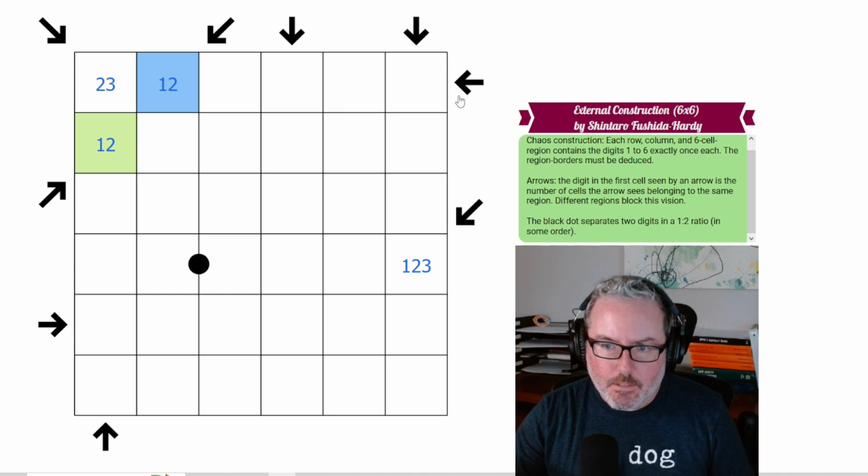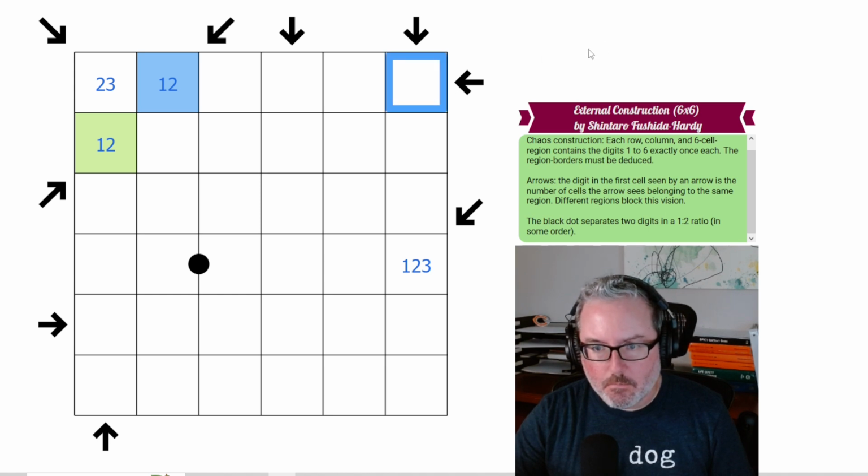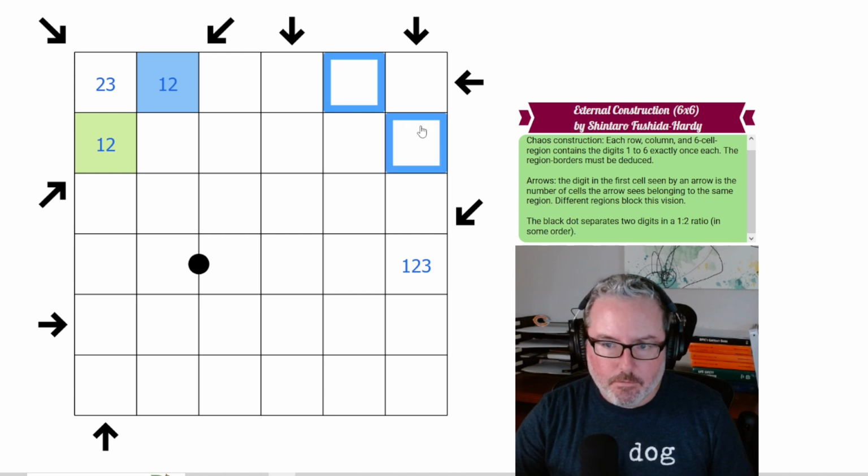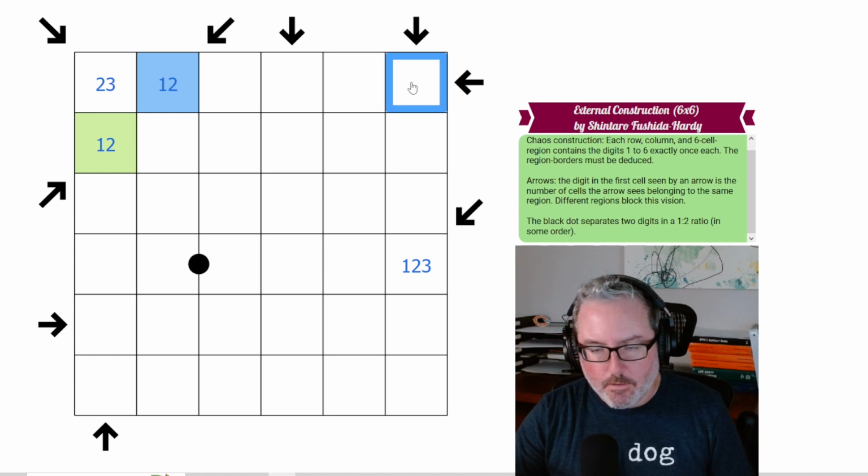What else is interesting? These 2 are both looking at the same cell. So that would mean that both of these arrows need to use whatever this region is and be valid for both of them. I'm sure I didn't say that very well.